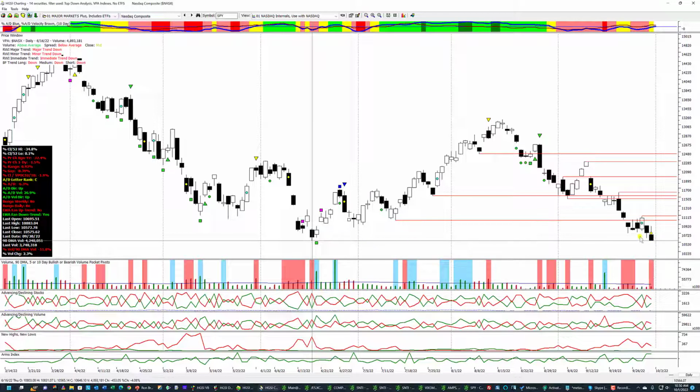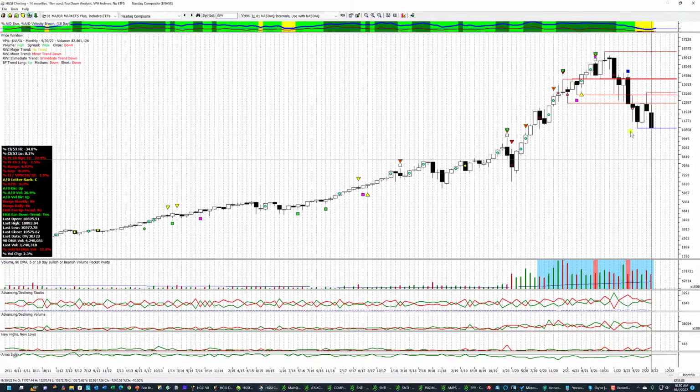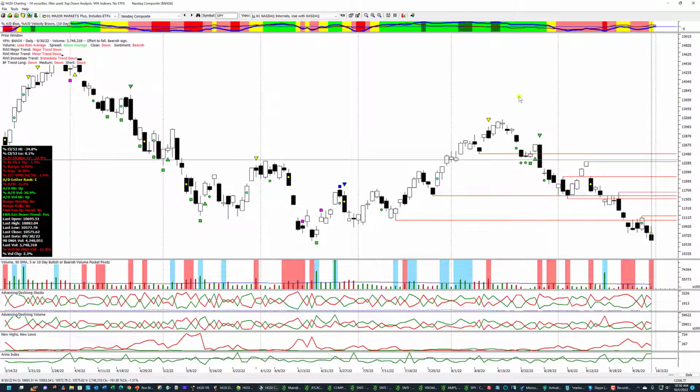If this level is broken at the close, and I'm going to switch to a monthly by hitting the alternate M key, you can see that the monthly downtrend will resume. We've had monthly downtrends up here. We had a rally. This was rejected this month. If this is broken, we go into a monthly downtrend, which is very bad for the market, for the longs anyway. Okay, so just keep an eye on that.